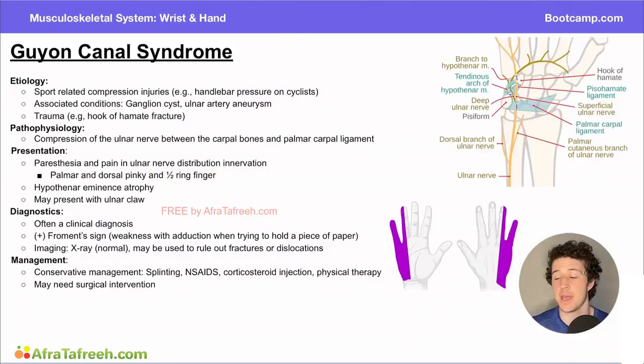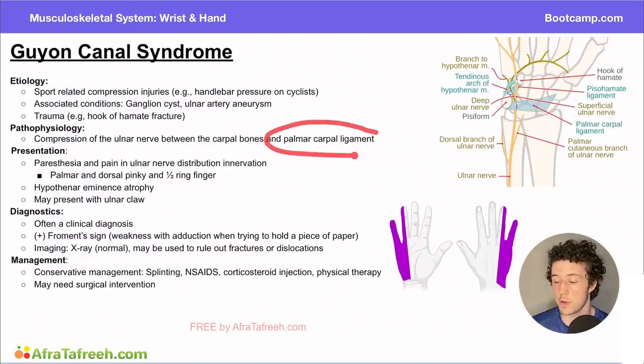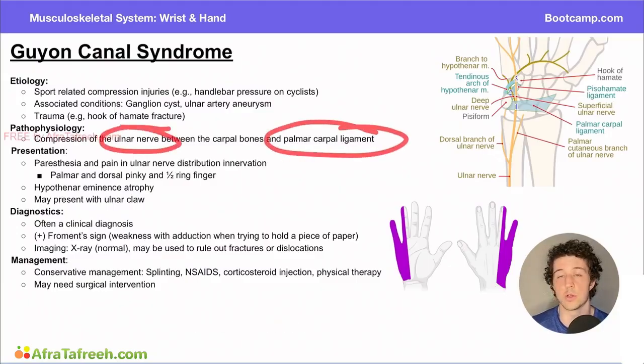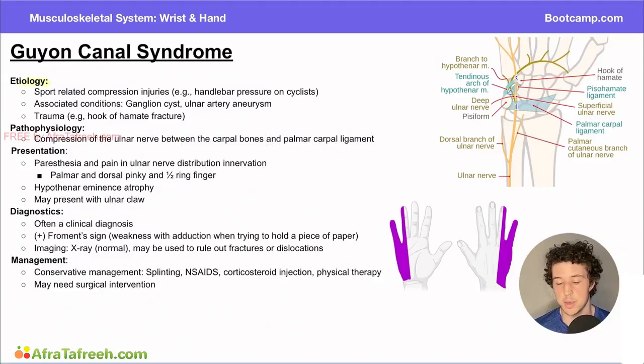My name is Jonathan, and today we will be going over Guyon's canal syndrome. So this is pretty similar to carpal tunnel syndrome. We're talking about compression of a nerve through an anatomical structure. But this time, instead of the carpal transverse ligament compressing the median nerve, we're talking about the palmar carpal ligament compressing the ulnar nerve. All right, we'll get this kicked off talking about etiology.